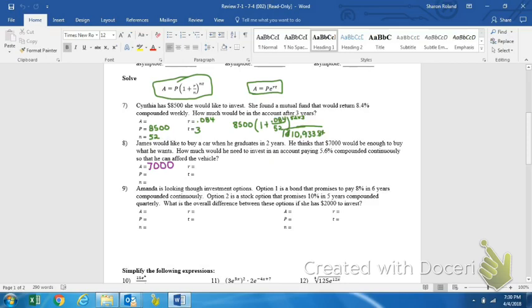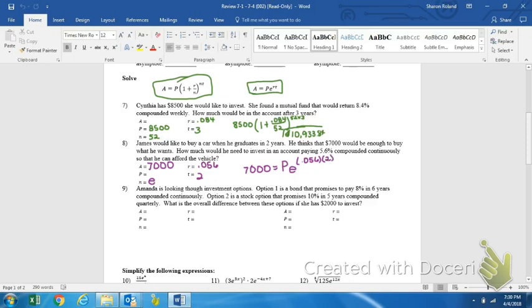And the number of times it's going to be compounded, that is compounding continuously, so we're just going to put an E there. The interest rate is 5.6%, so it's 0.056. And the amount of time he has is 2 years. So we're going to use the A equals P e to the rt formula. So the amount is $7,000, and it equals the principal, the amount you start with, which we don't know what that is, e to the exponent 0.056 times 2.